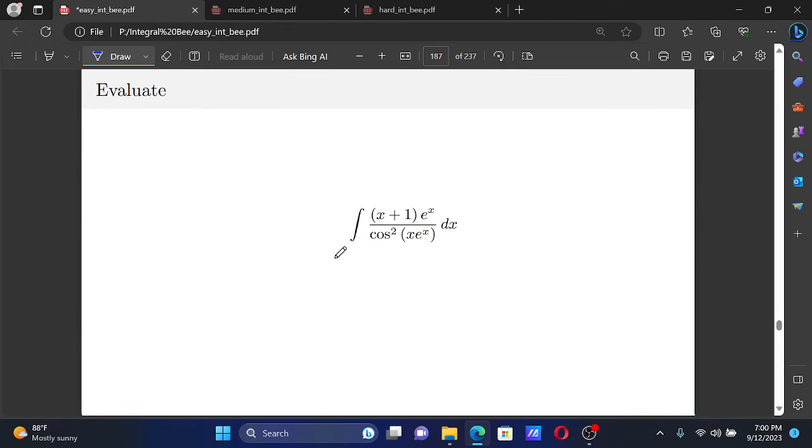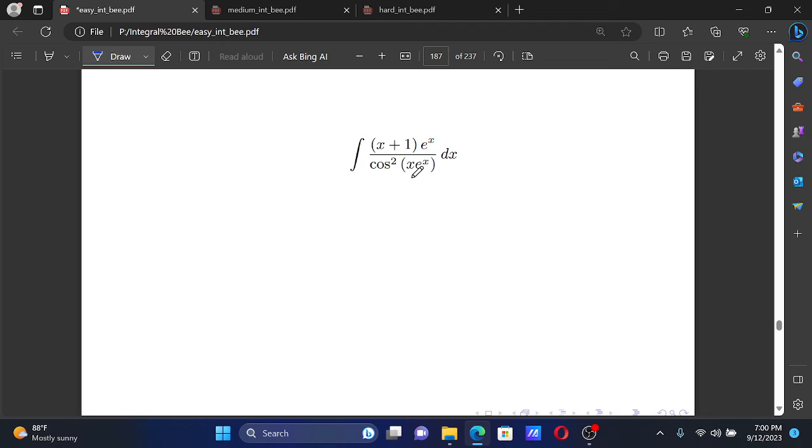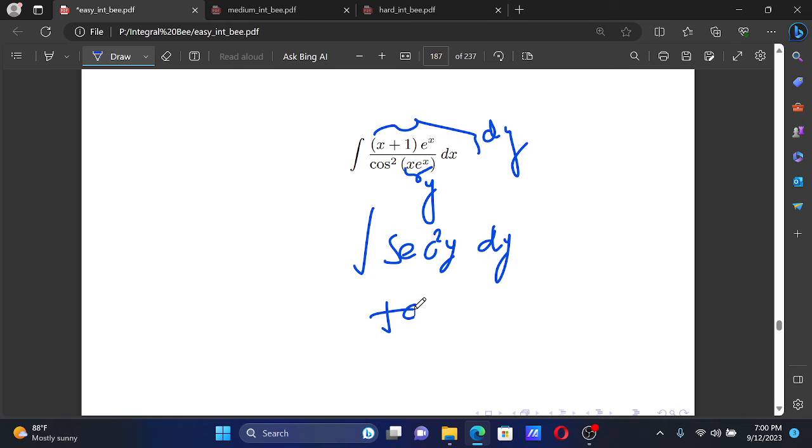For the next one, for this one, we see that if we let this as y, this whole expression is just dy, so it's the integral of sec square y dy. So there's tan y plus c, and y is just x e to the power x, plus c. That's the answer.